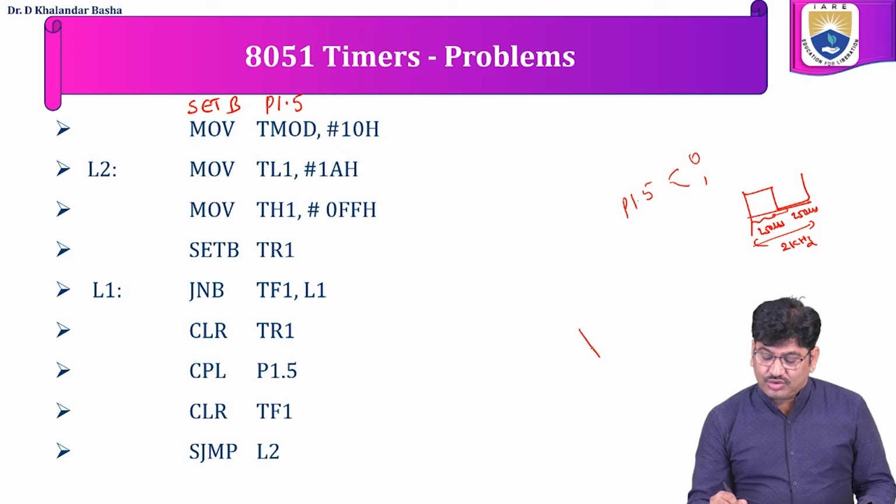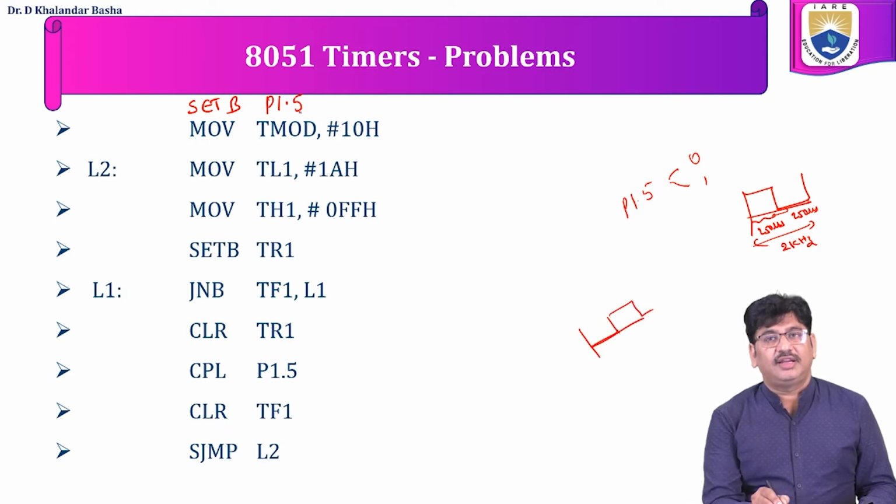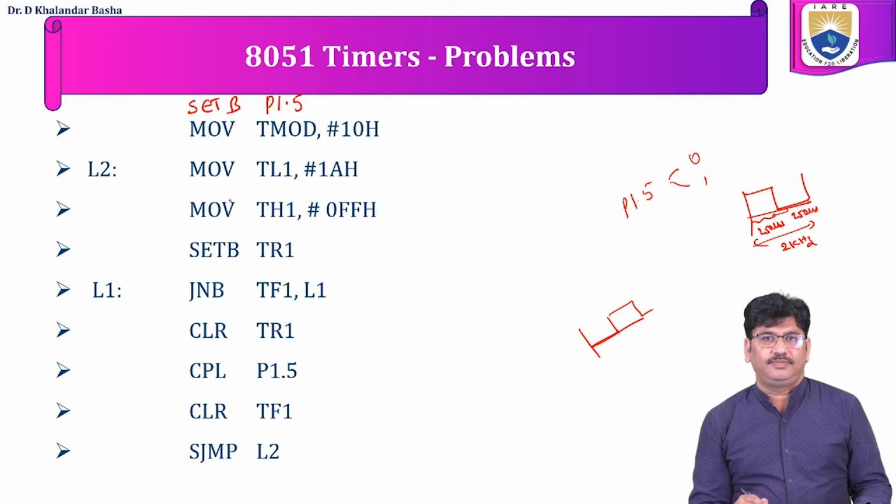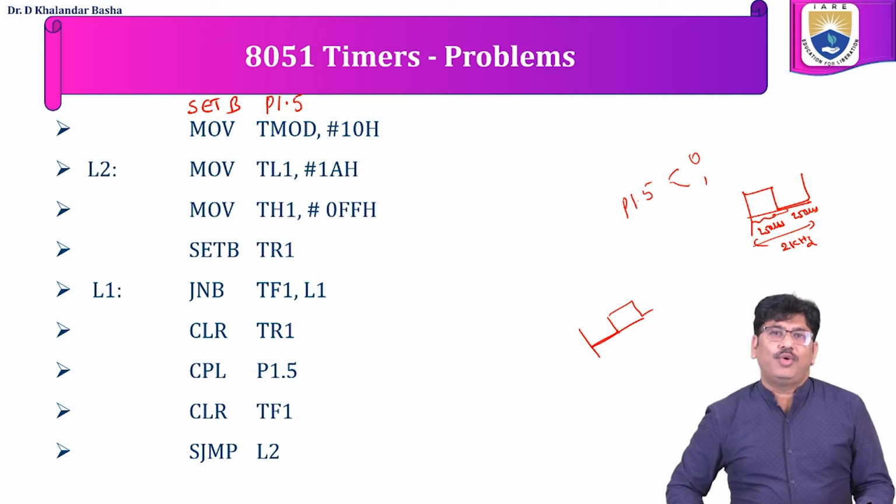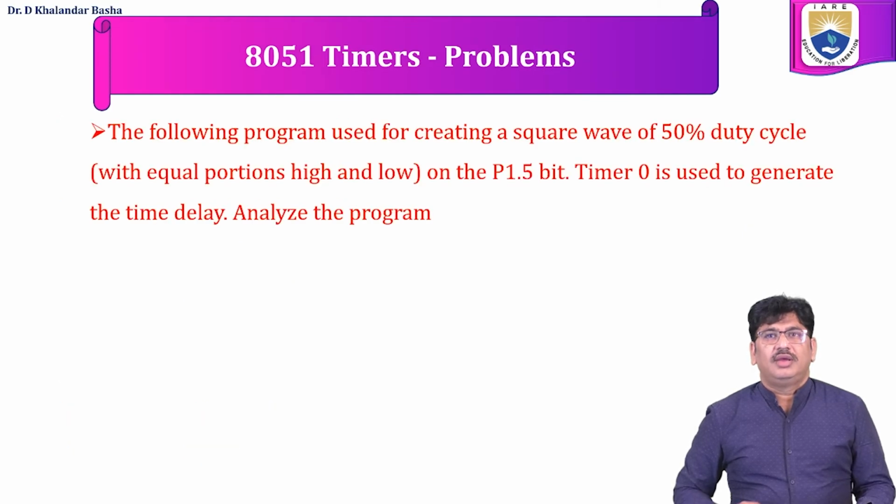If the signal is to be generated like this, initially 0, then 1, here we can clear the port 1.5 bit. So this is the program for generation of a square wave using port P1.5. Timer 1 is configured in mode 1. The next one we will see, the next program.